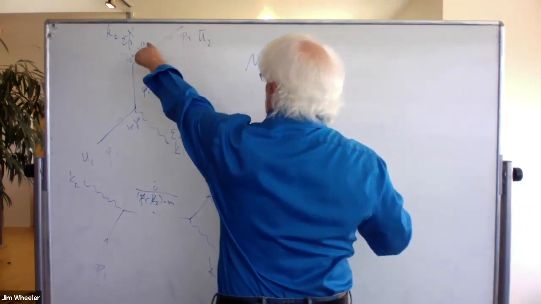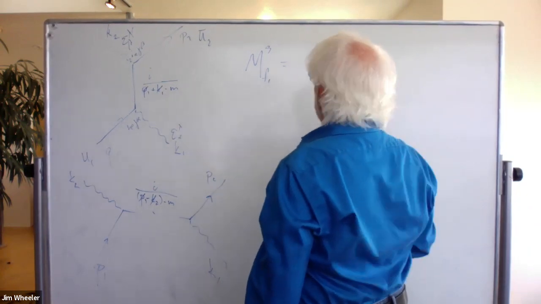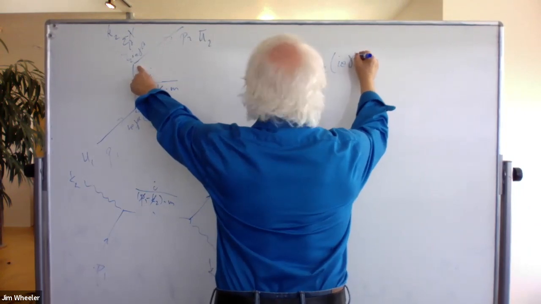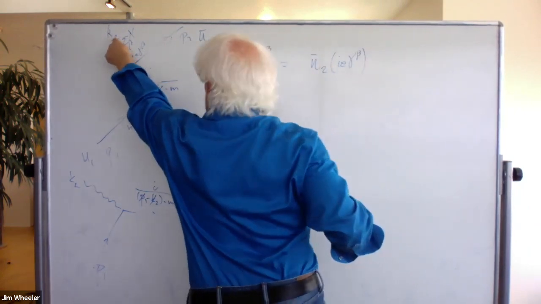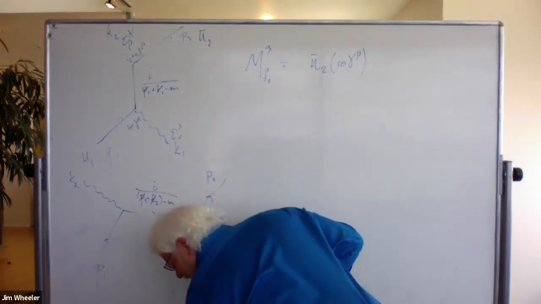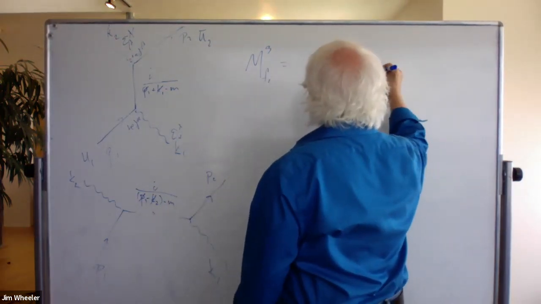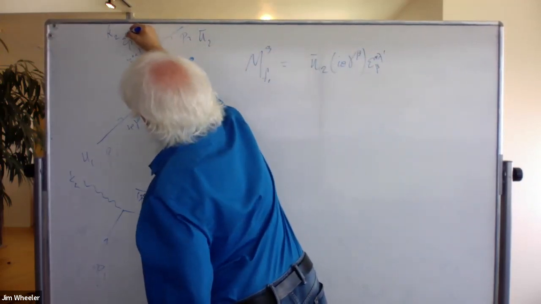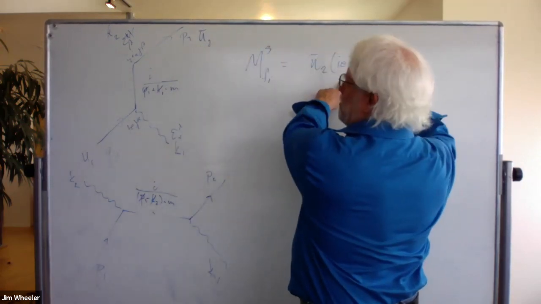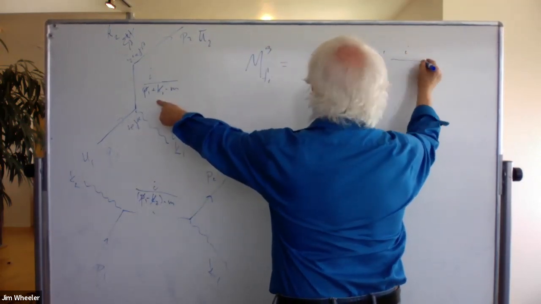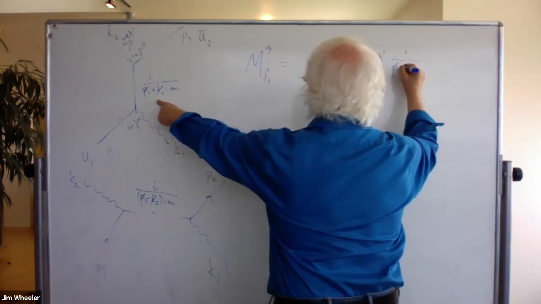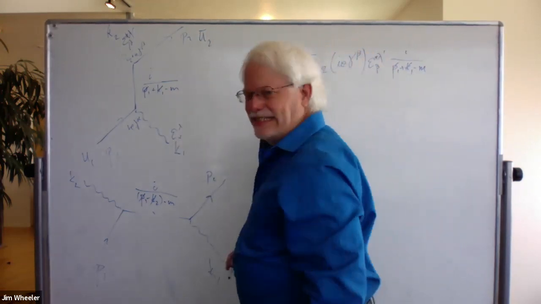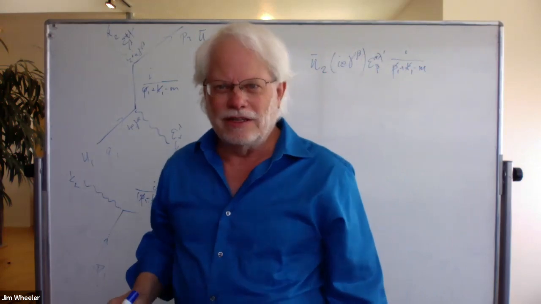So we just work our way through the diagram. I'm going to write U2 bar, and then I come to the vertex and I write i e gamma beta. And I know that's got to be contracted on this polarization vector, lambda prime. That one's conjugate. Then we have the propagator, i over P slash plus K1 slash minus M. And if you want to challenge yourselves further, keep the mass.